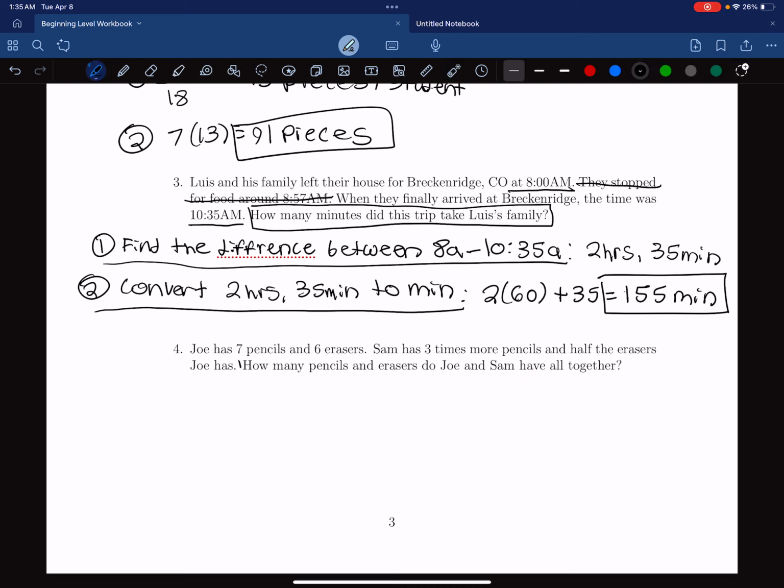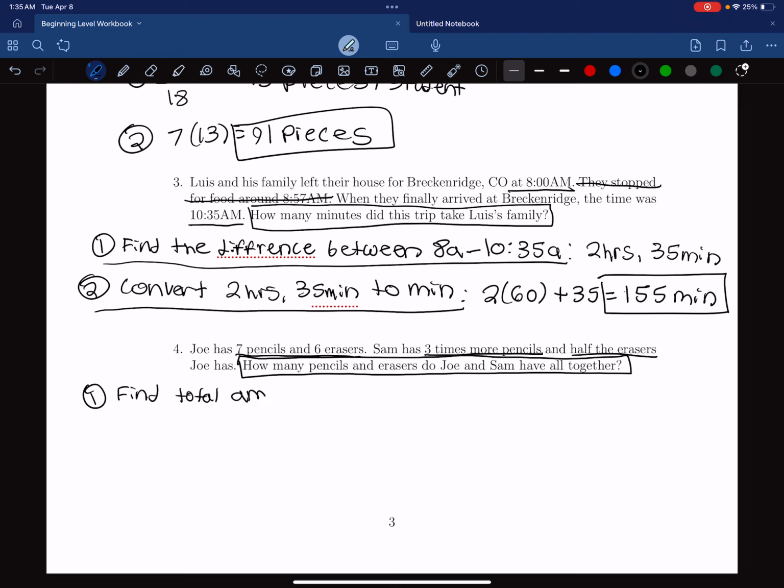So let's first start off by boxing the question. We want to know how many pencils and erasers both Sam and Joe have. We know that Joe has 7 pencils and 6 erasers. We also know that Sam has 3 times more pencils and half the amount of erasers. So with that information, let's first find the total amount of pencils.